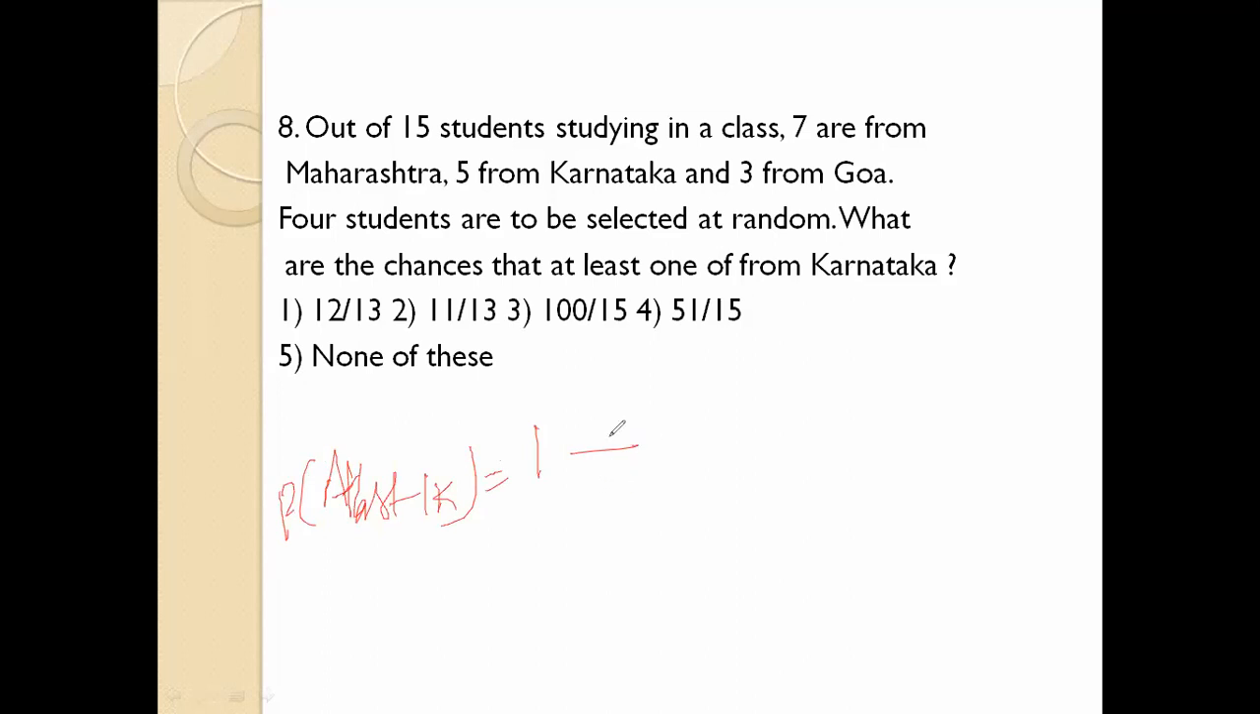That means we get at least one selected from Karnataka, or 2 selected from Karnataka, 3 selected from Karnataka, and so on. So 1 minus, that means we select all those people from the remaining: 7 from Maharashtra, 5 from Karnataka, 3 from Goa.